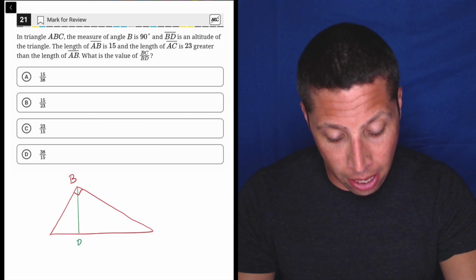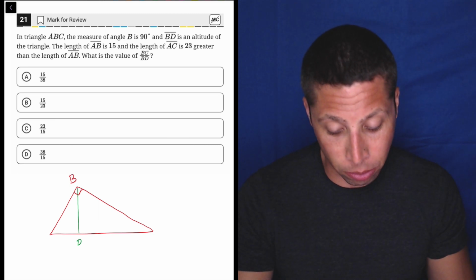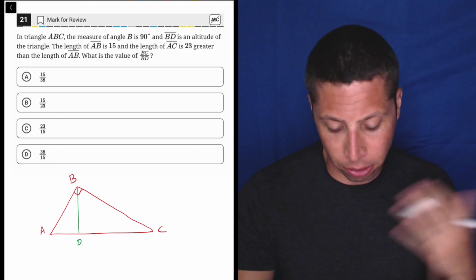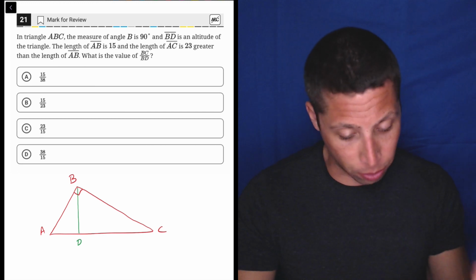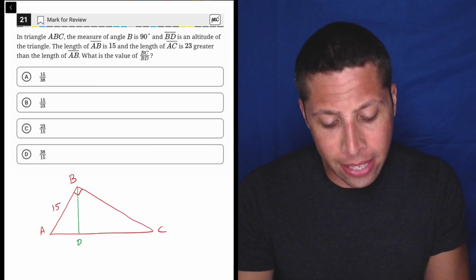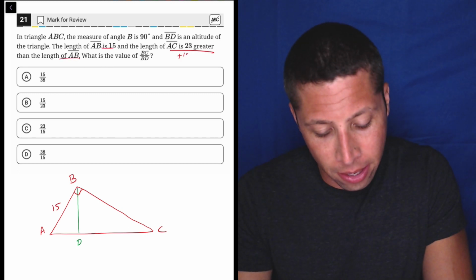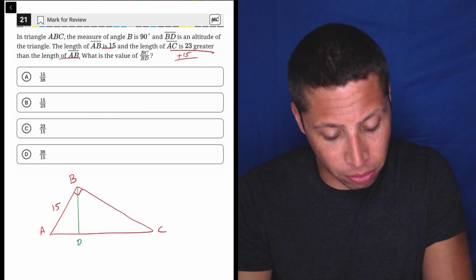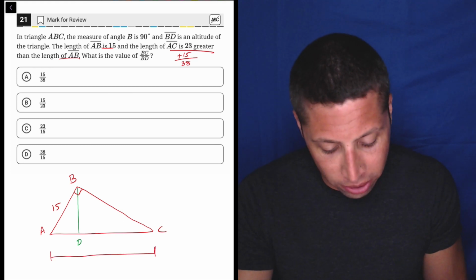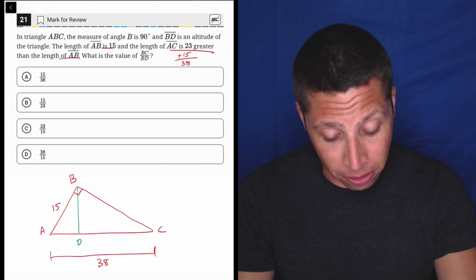Then the length of AB is 15 and the length of AC is 23 greater than the length of AB. So let's just put A here and C here. I don't even know if that's accurate in terms of the sizes, but it's okay for our purposes. So AB is 15. And then this is a weird thing to do. AC is 23 greater than AB. So why not just tell me that it's 38, right? 23 plus 15 is 38. So this whole side is 38. Weird. But I don't know what the deal is there.